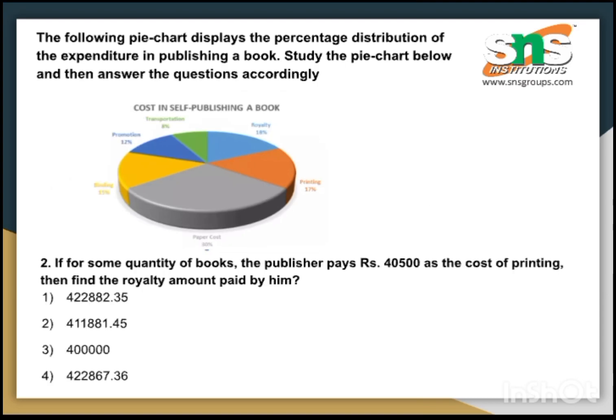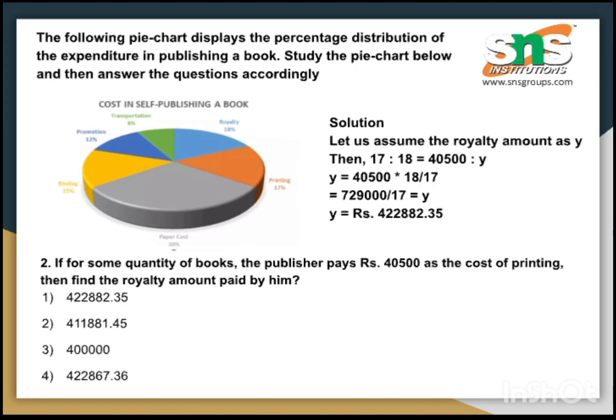For some quantity of books, the publisher pays rupees 40,500 for cost of printing. Now, the amount for cost of printing is what we have got, that is 17 percentage. Find the royalty amount paid. Now, 18 percentage is what we don't know. Same problem we are going to do. The previous problem is followed here.